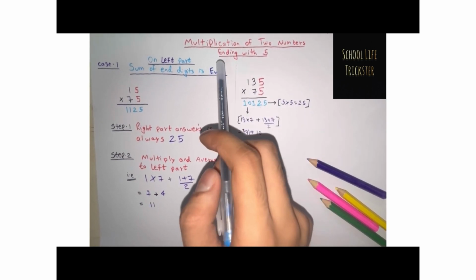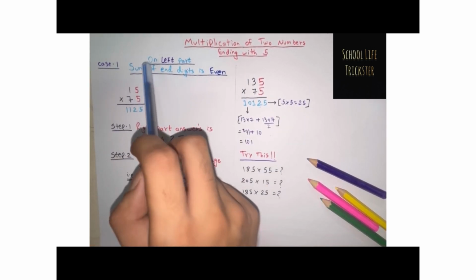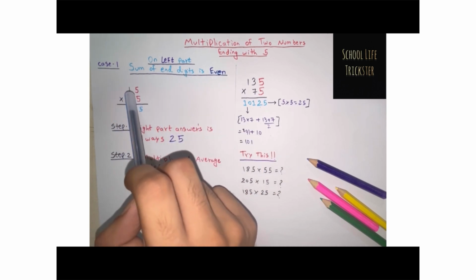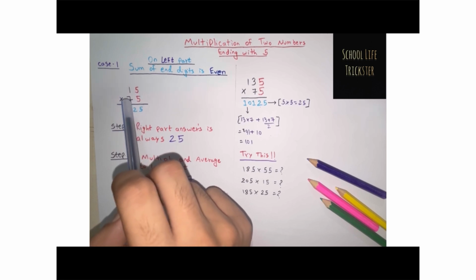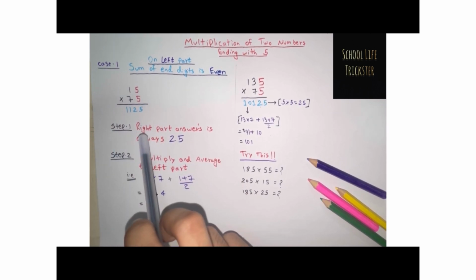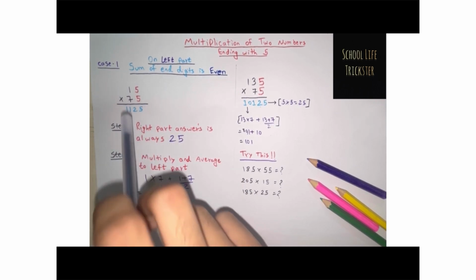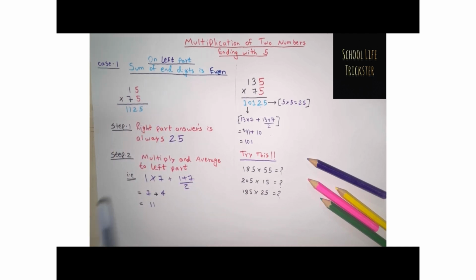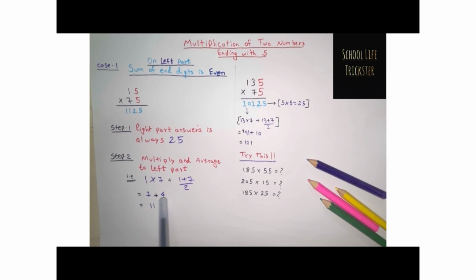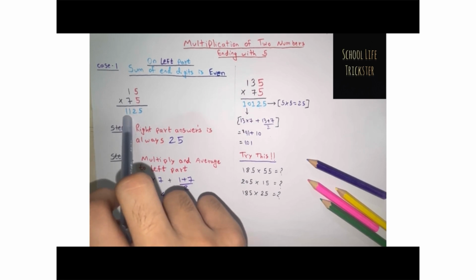Multiplication of two numbers ending with 5. Case 1. On the left part, the sum of digits is even. See by example, 15 into 75. The left part is 1 and 7, the addition is 8, that is an even number. So we can use this case. Step 1: the right part answer is always 25, that is 5 into 5 is 25 always. Step 2: multiply and average the left part, that is 1 and 7. 1 into 7 plus 1 plus 7 by 2, that is 7 plus 4 equals 11. So write over here 11.